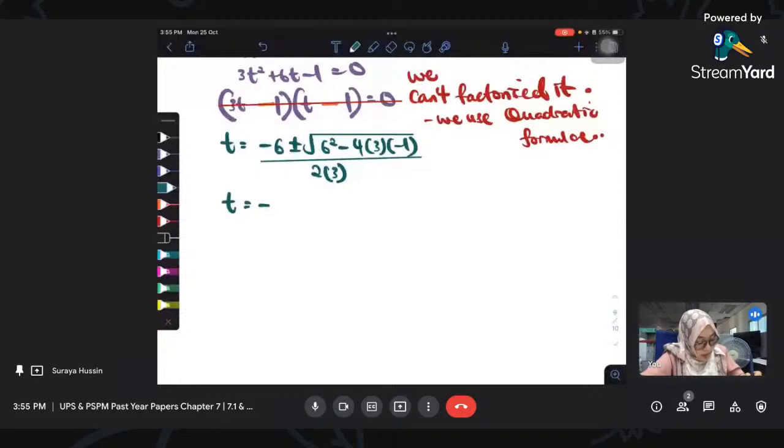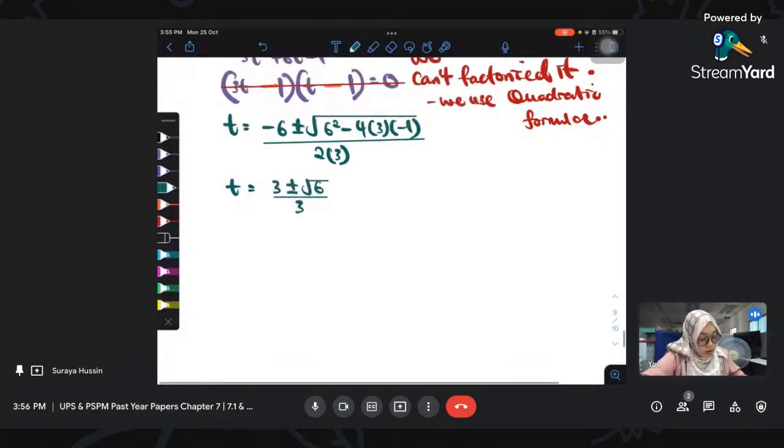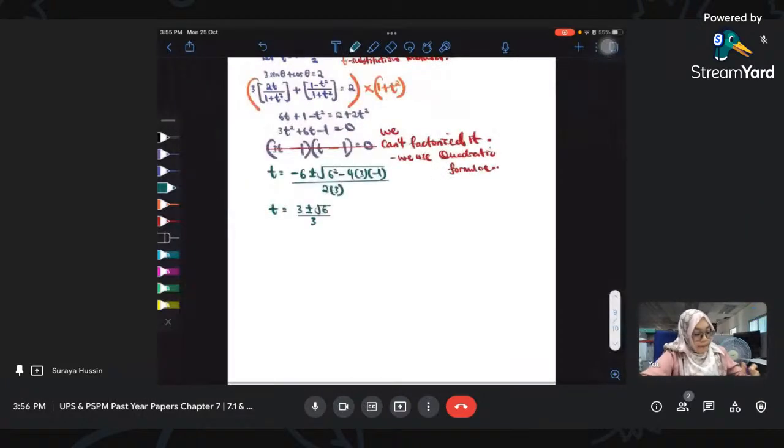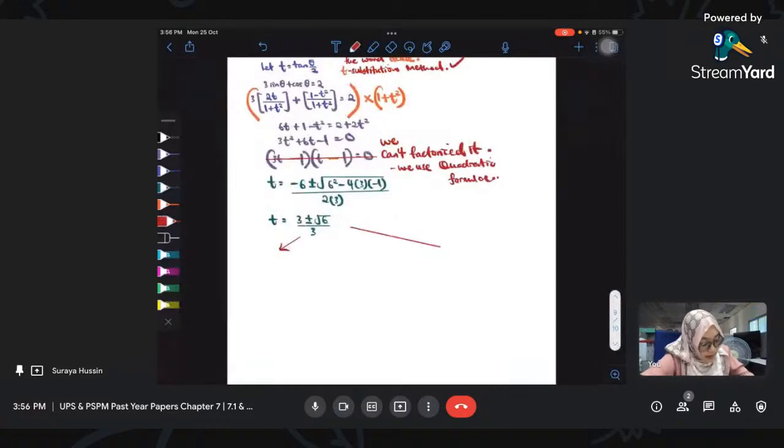And so what do we get? We will have two answers. What answer do we have? We will get 3 plus minus square root 6 over 3. Oh, saya dah simplify terus. Yeah, you can just straight away use calculator and you will get two values of t. When you already got the two values of t, you terus jadikan dia kepada dua jawapan larka.